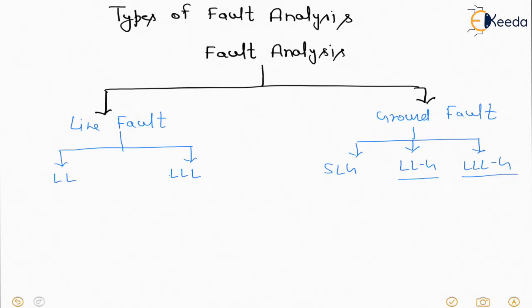If one of the lines has gone to the ground, then that will be SLG. If two conductors are short circuited, then that would be double L. If three conductors are short circuited, then that would be triple L. So this is the classification of fault analysis based on ground and line conductor.